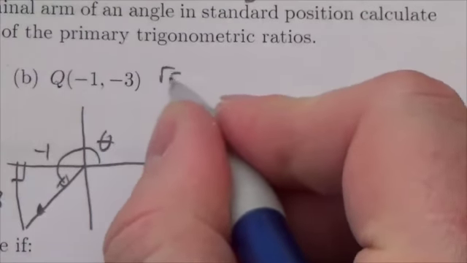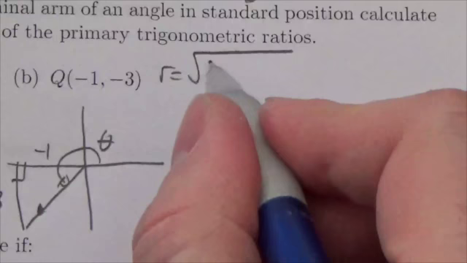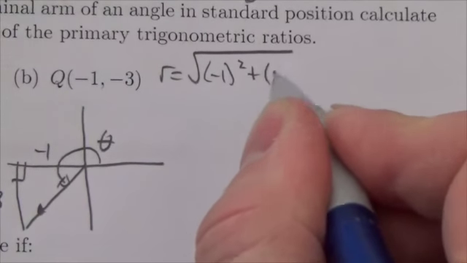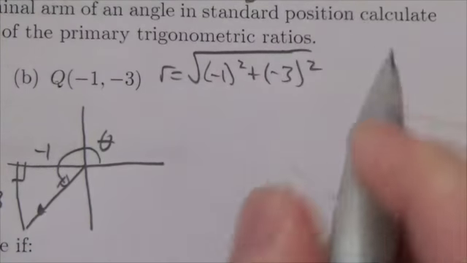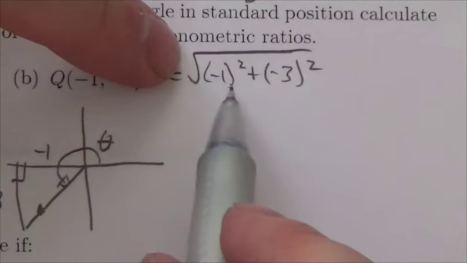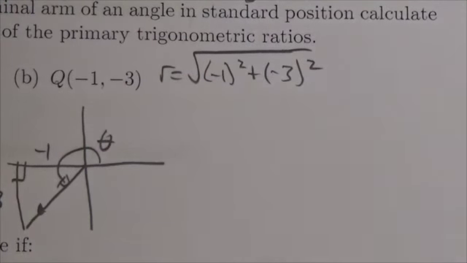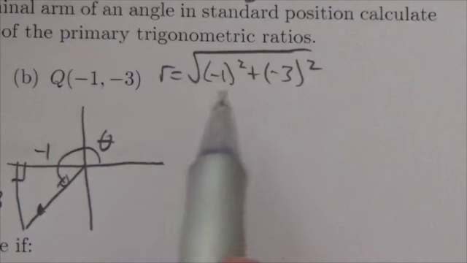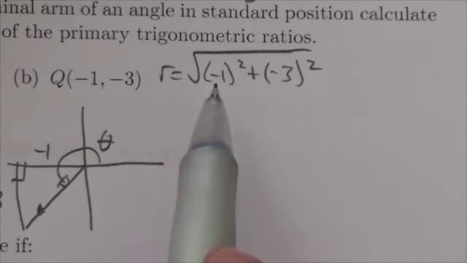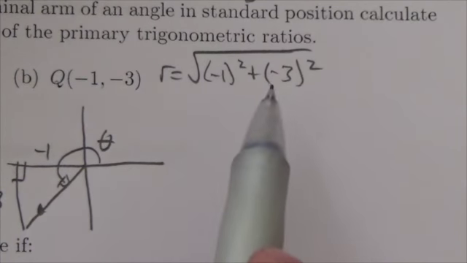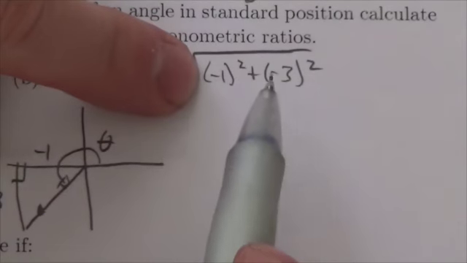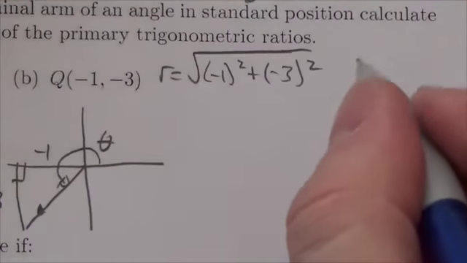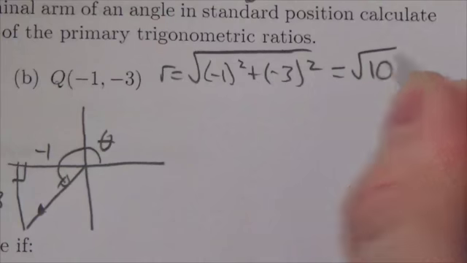So the radius is going to be the square root. Just going to apply the Pythagorean theorem of (-1) squared plus (-3) squared. And I have to remember to keep the brackets there or else I will enter this incorrectly. And so we get here the square of -1 is 1, the square of -3 is 9. So 1 and 9 is 10. So this is going to be the square root of 10.